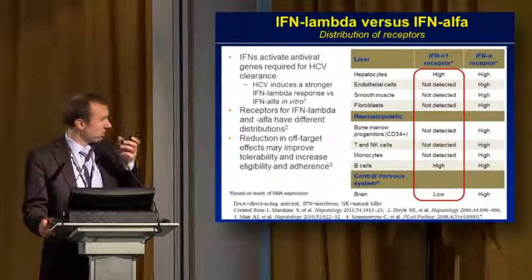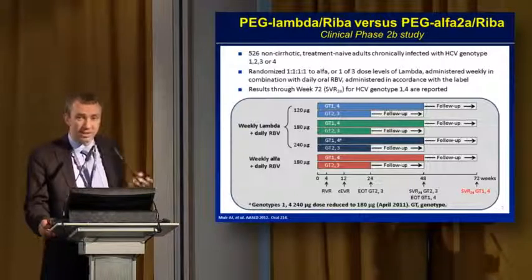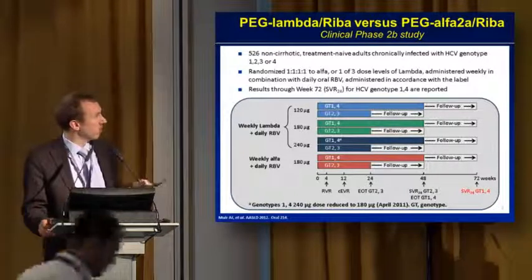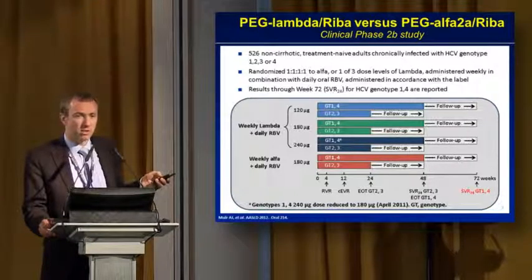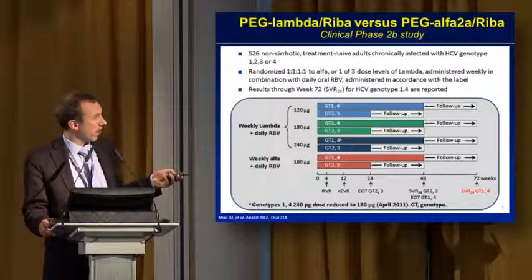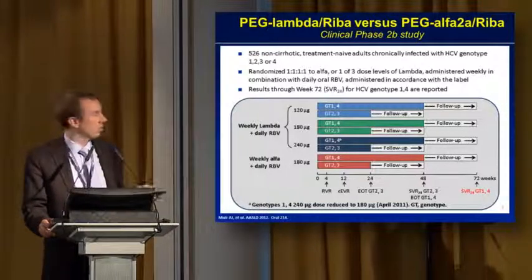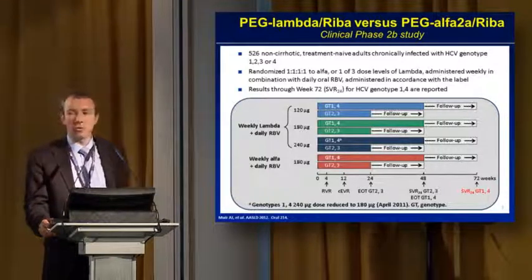Next slide, please. So there is an interferon lambda which is available. Interferon lambda was investigated in a large phase 2 study at different dosing levels. It is a pegylated form of interferon lambda. So it's a once weekly injection at 120, 180, and 240 micrograms.